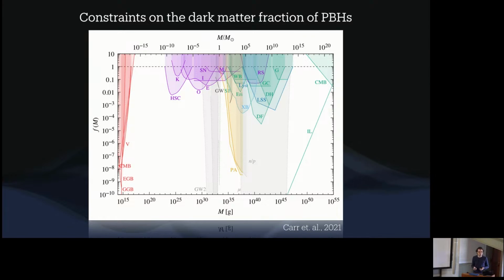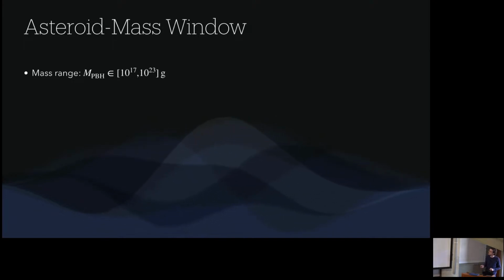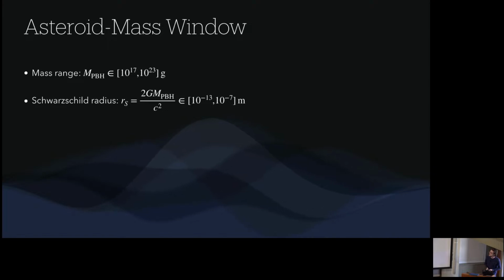which is sometimes referred to as the asteroid mass window. The mass range is something like 10^17 to 10^23 grams, so it's actually fairly heavy compared to most asteroids. Black holes in that mass range have Schwarzschild radii below 10^7 meters, which is the reason why we don't have, for example, the lensing constraints there anymore, because they are simply shorter than the wavelength of visible light.